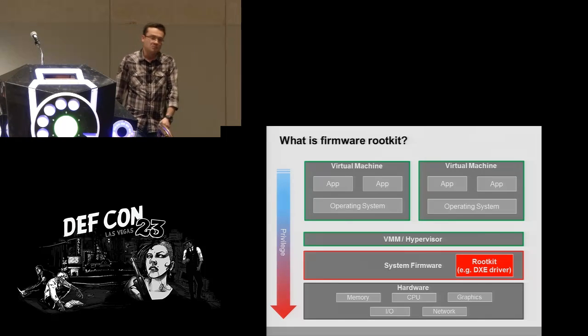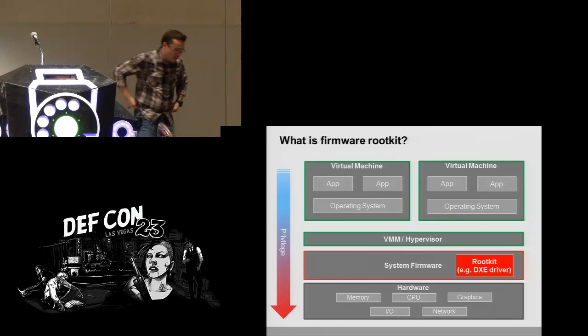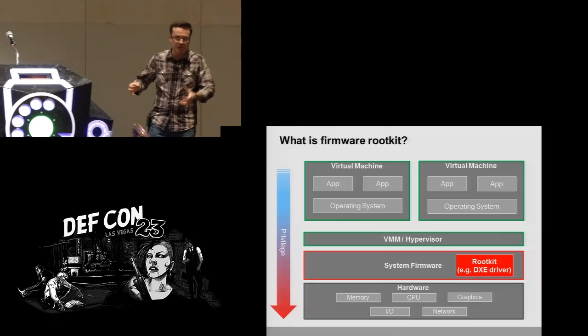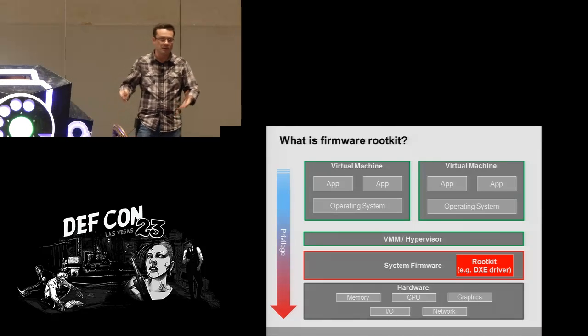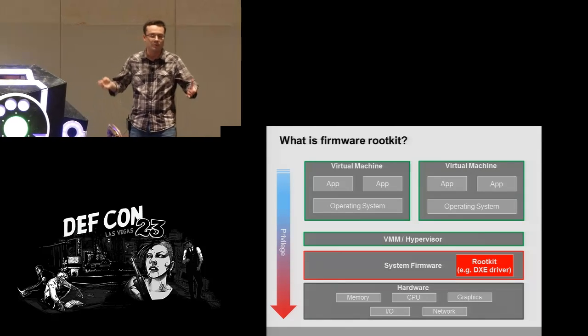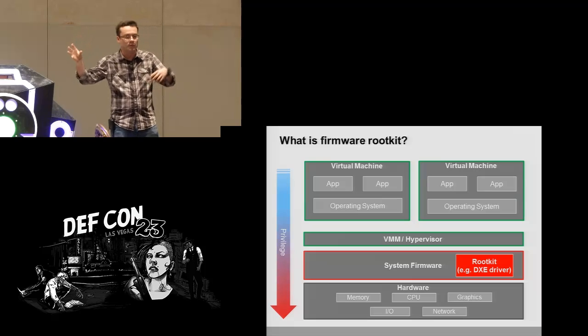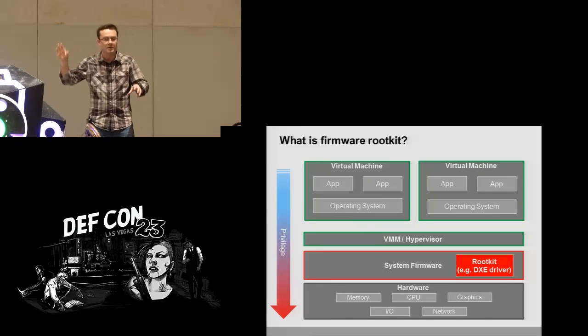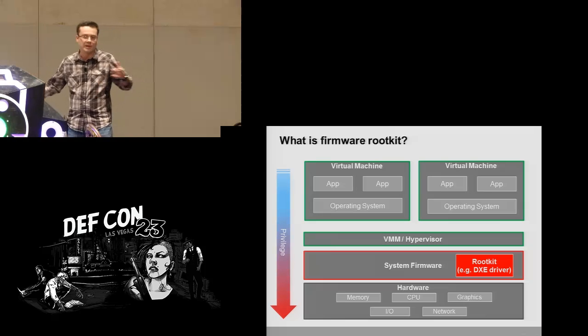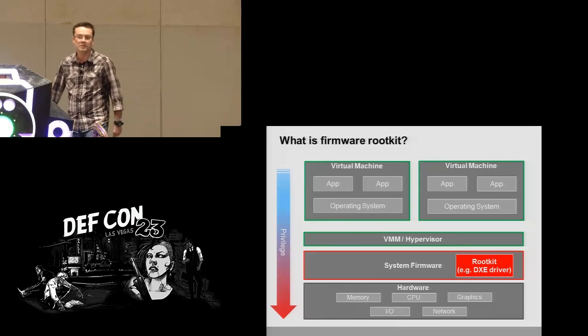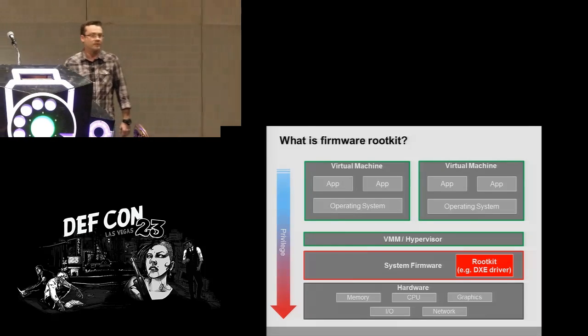So what is a firmware rootkit? At a very high level, it's just something infecting the system firmware, either BIOS or UEFI firmware, or an SMI handler, which is a runtime portion of the BIOS executing in parallel with the hypervisor or OS, or it could be something else, coreboot or some other software architecture of the firmware.